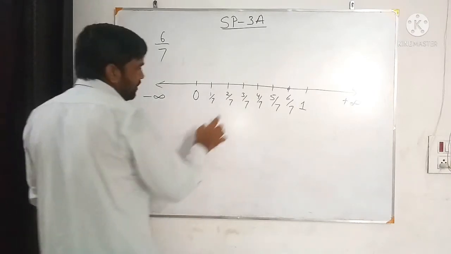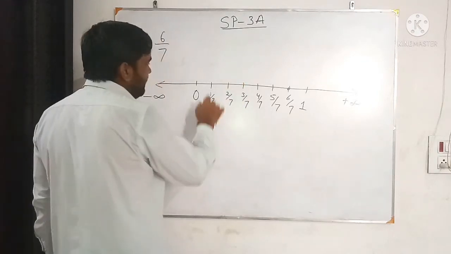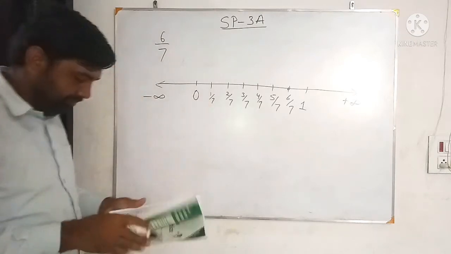Here each number is associated with a point on the number line. 2 by 7 is associated with this point. 1 by 7 is associated with this point.